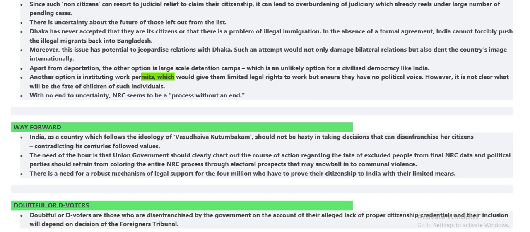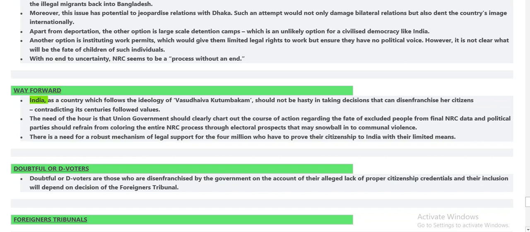Apart from deportation, the other option is large-scale detention camps, which is an unlikely option for a civilized democracy like India. Another option is instituting work permits, which would give them limited legal rights to work but ensure they have no political voice. However, it is not clear what will be the fate of children of such individuals. With no end to uncertainty, NRC seems to be a process without an end.